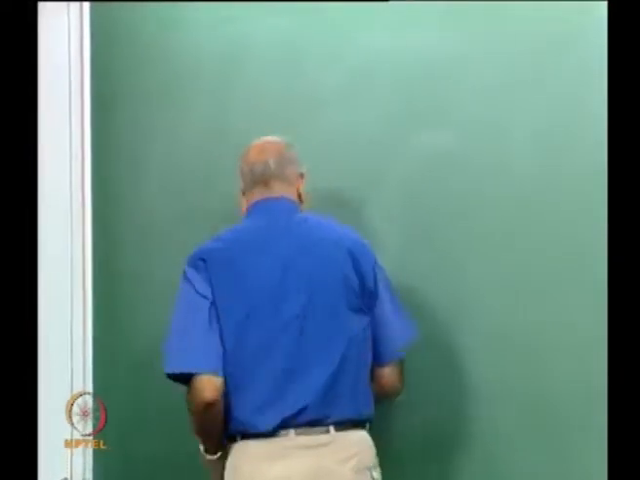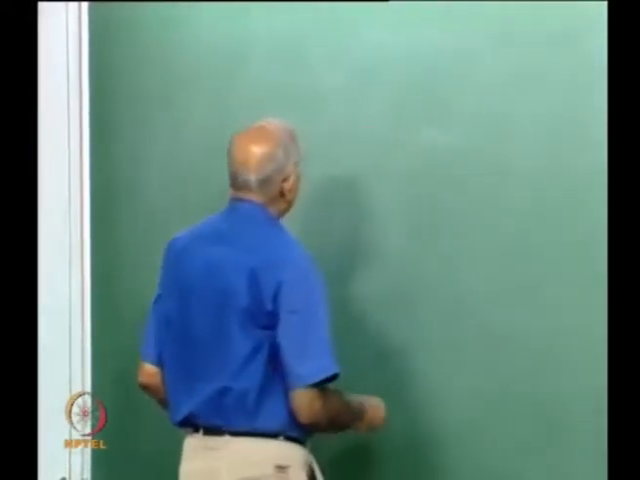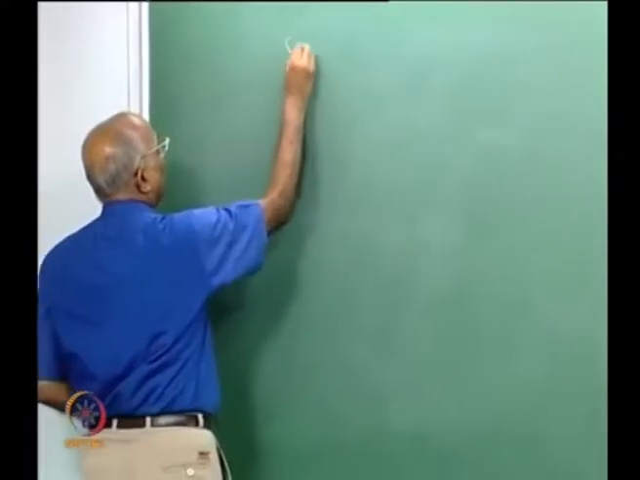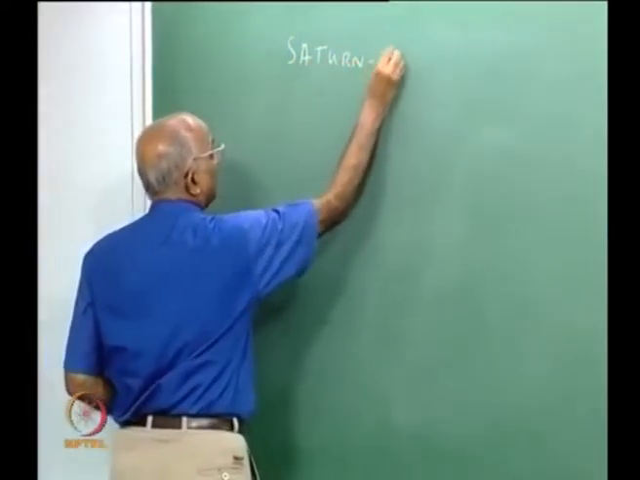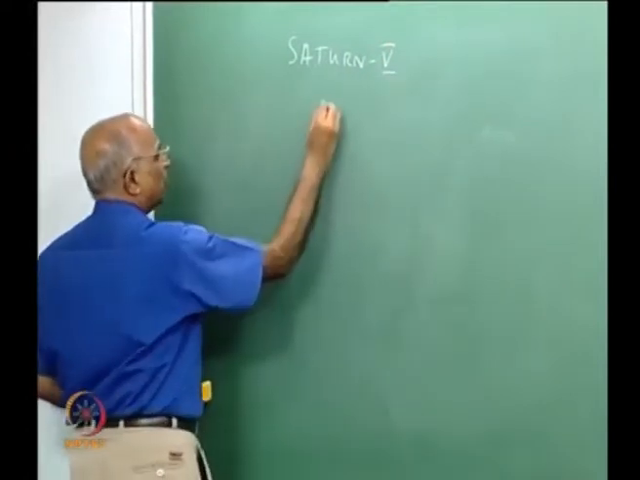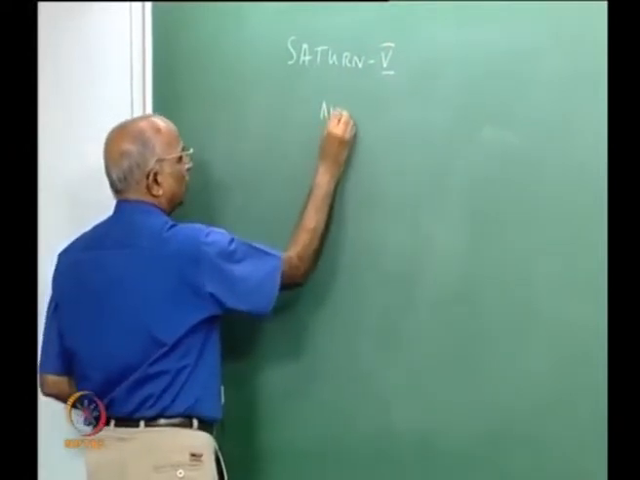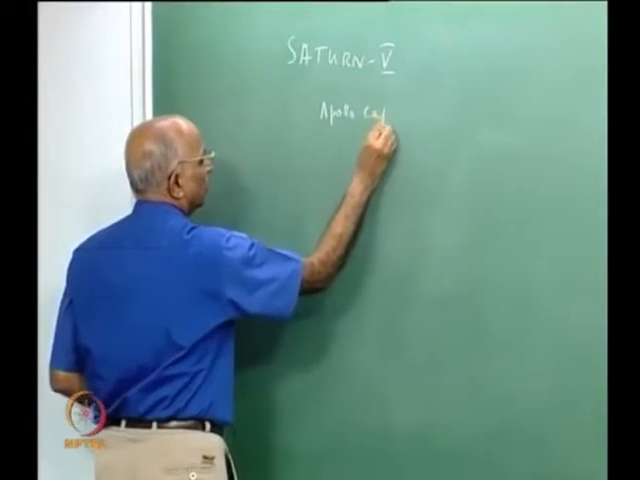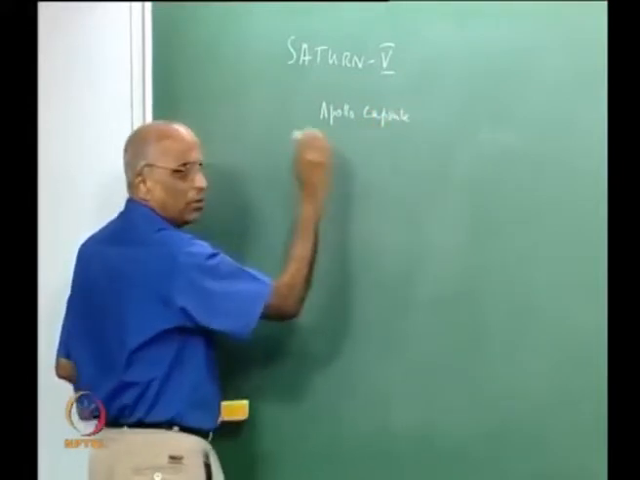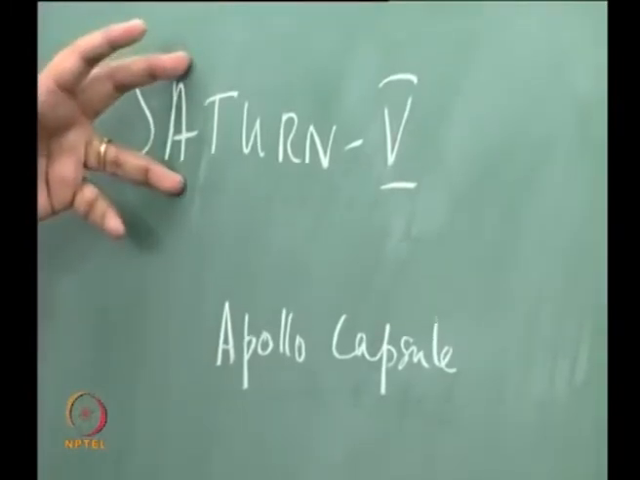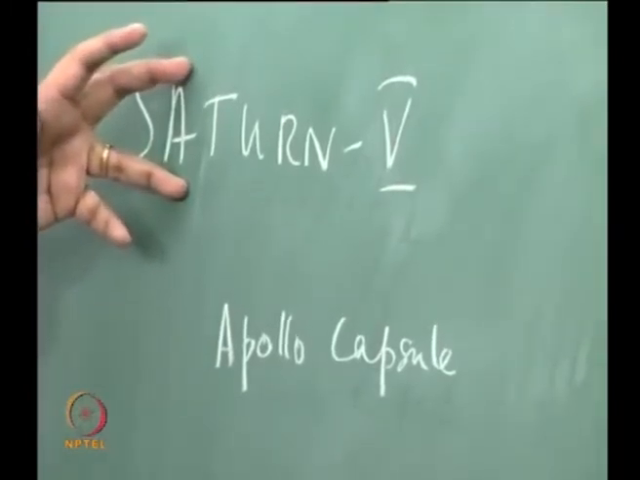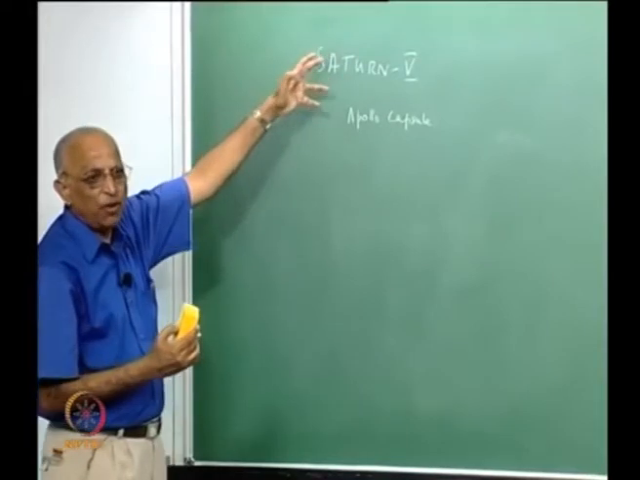See, the Saturn V vehicle was used to put the first man on the moon. Therefore, you have the Saturn V launch vehicle which puts the Apollo capsule carrying 3 men onto the moon. This is by far the biggest rocket ever made in the history of rockets, the most powerful rocket.